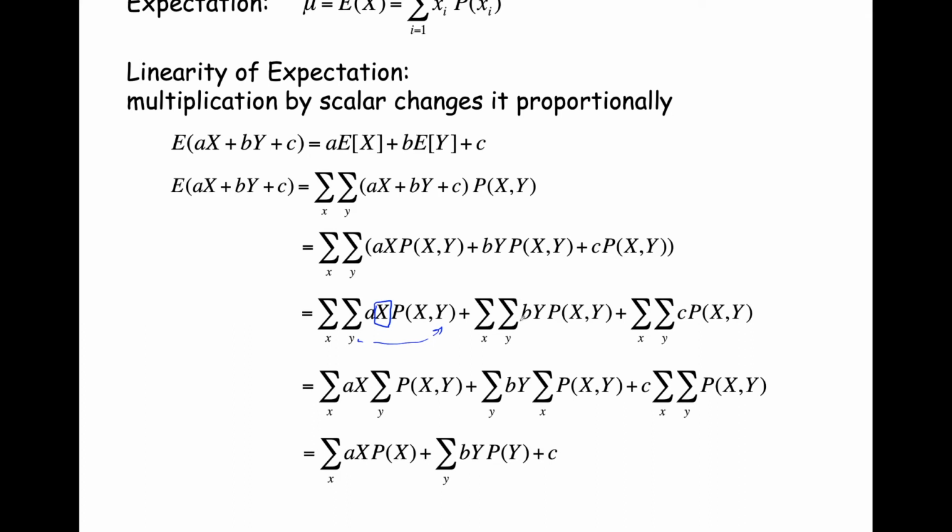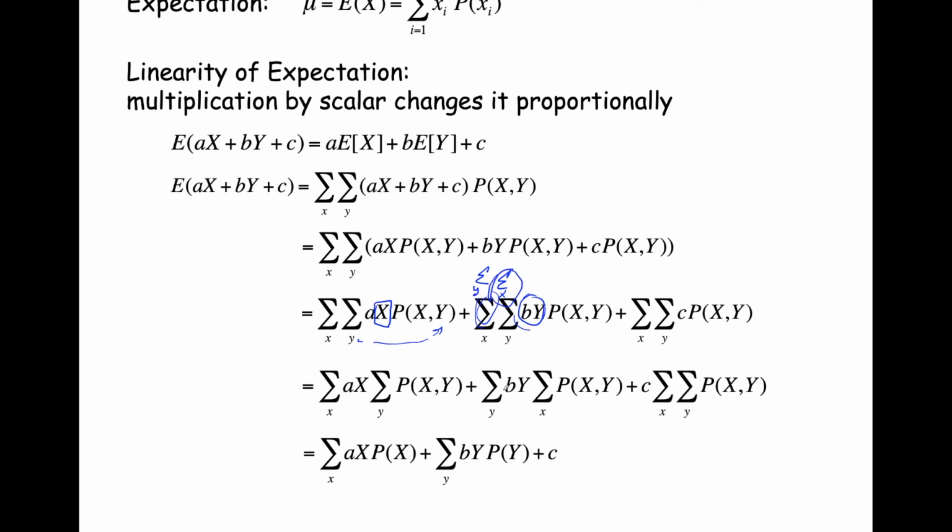Likewise, for the second term, I can bring out the b, but I can also bring out the y term out from underneath the summation with respect to x. And it doesn't matter if I sum the x's first or I sum the y's first. I can reverse these summations to be a summation of y and a summation of x. So if I do that, I can bring out this b and y from this summation indexing over all the values of x.